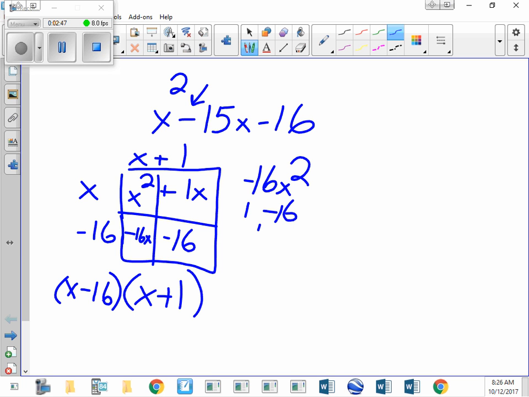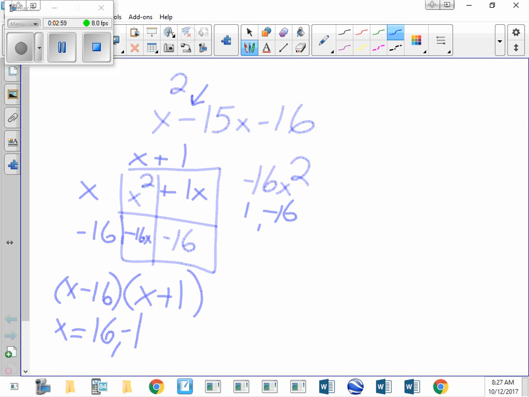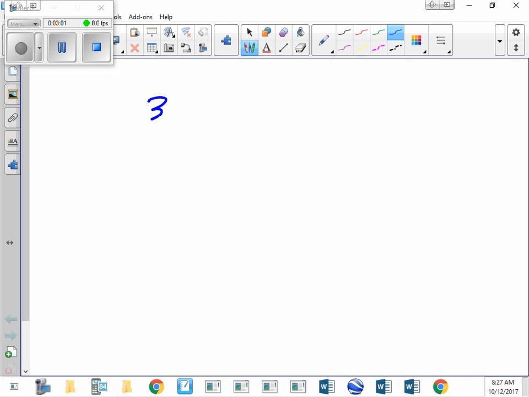What are the roots? 16 and negative 1. You getting the hang of this? Okay, let's do 3x squared minus 9x plus 6. Hang on, I gotta do this in my head.